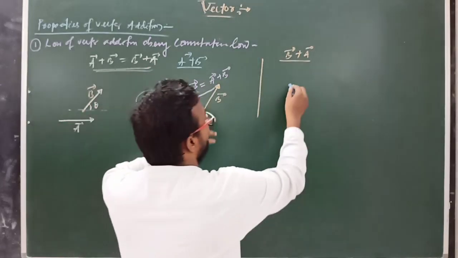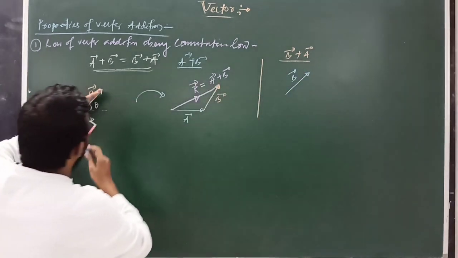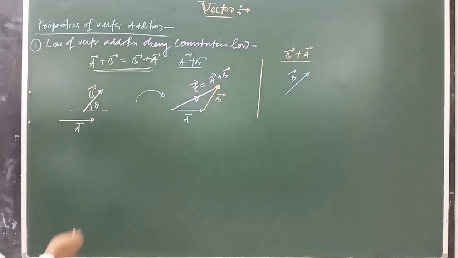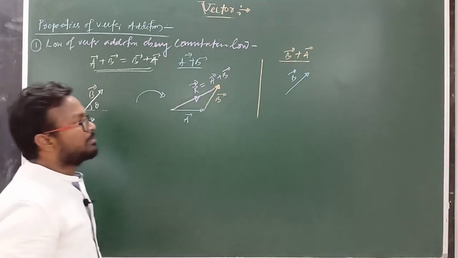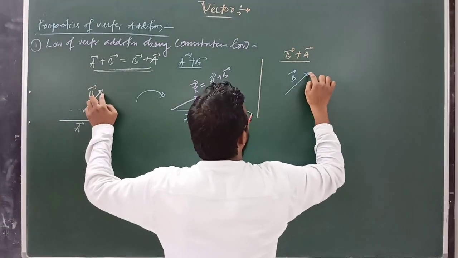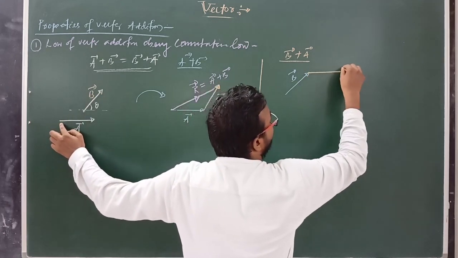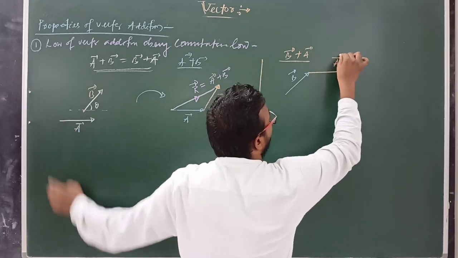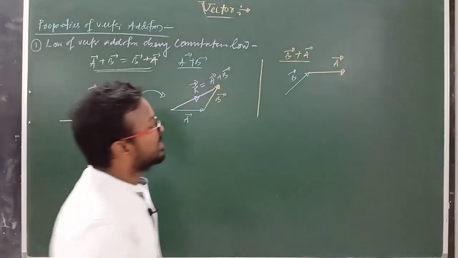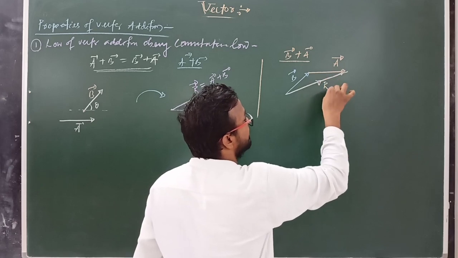Now first shift vector B, and here vector B is like this. Without changing its magnitude and direction, we can shift a vector from one place to another. Again, another vector, vector A. Now we have to join the head of the first vector and the tail of the second vector, means here vector A, without changing its magnitude and direction. Clear?